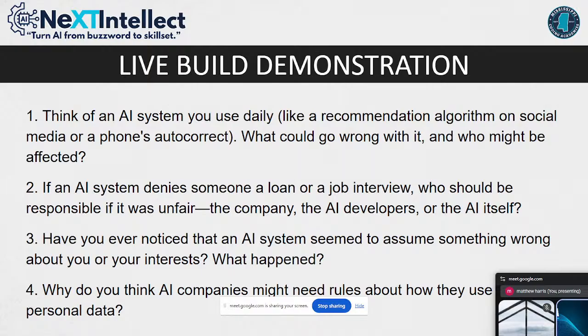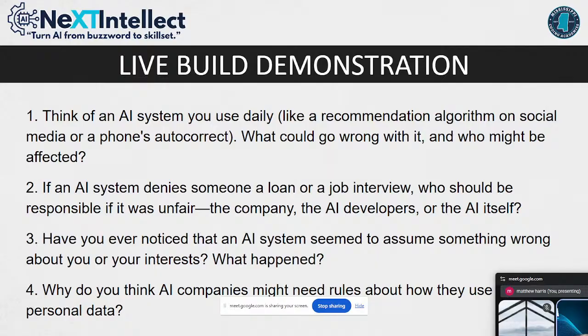So for the live build demonstration, think of an AI system that you use daily, such as a recommendation algorithm on social media or a phone's autocorrect. What could go wrong with it and who might be affected?